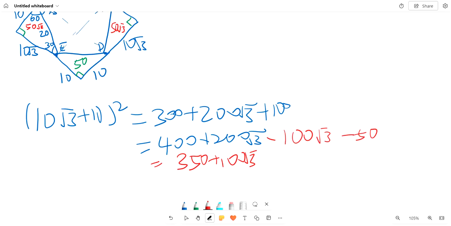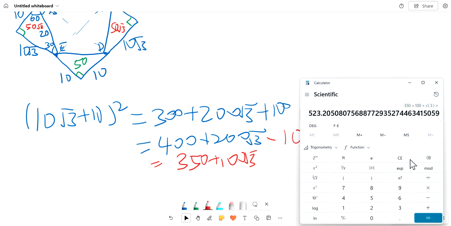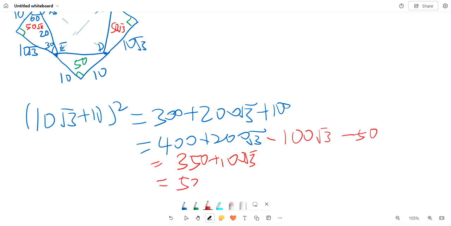And then we put this into a calculator. And we get 523, because it says rounded to the nearest whole number. And so that's our answer.